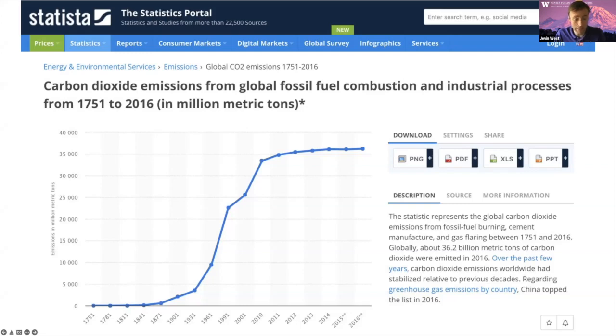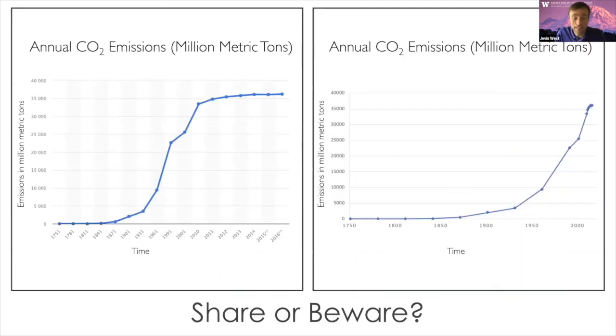So let's take that data and replot it with even years, which is typically what we would expect to see in a time series graph like this, a time series line figure. So let's look at this. This is the exact same data of annual CO2 emissions.